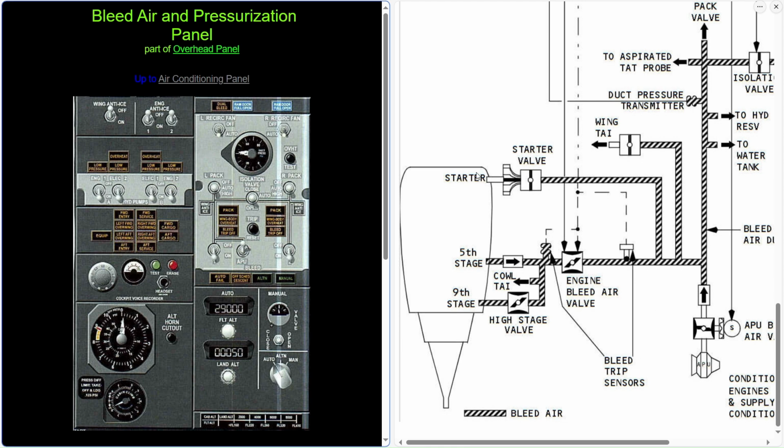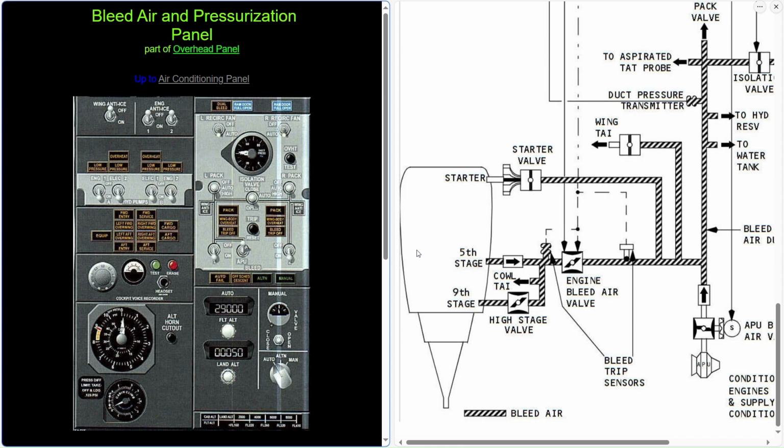Now once the engine is going, as you see, we have 5th stage and 9th stage air. This is what runs the bleed air and pressurization panel. This is the air that we get it from, and it comes from the engine. We have the compressor section up here in the engine, which is where the air fuel mixture is ignited, and then it goes through the turbine. As the turbine spins, we have air taken off of the compressed air that's within here.